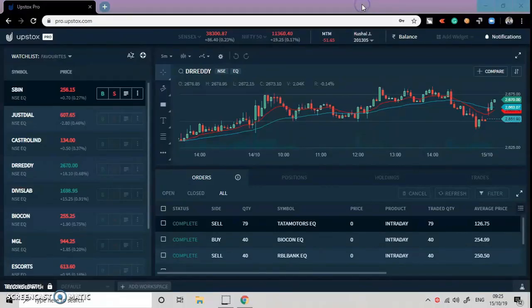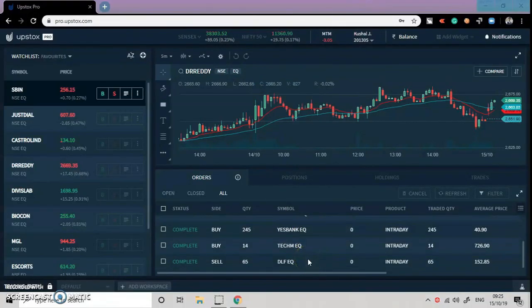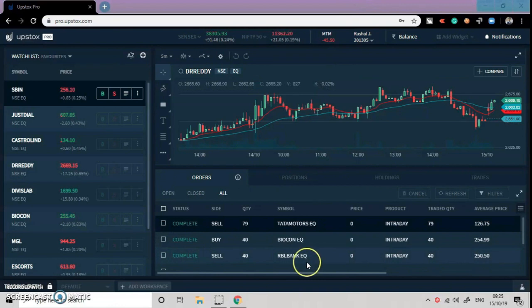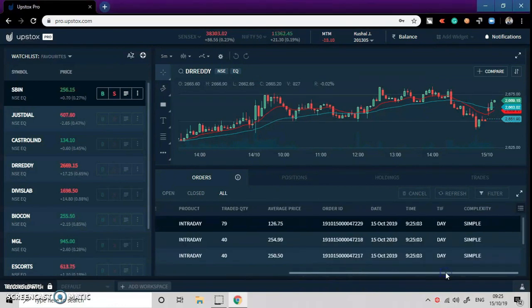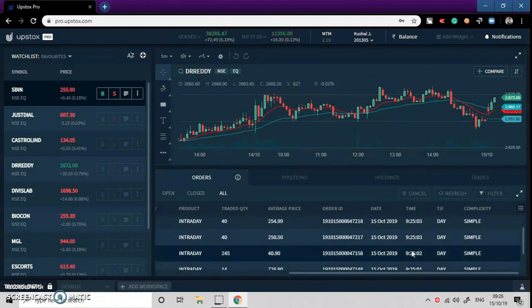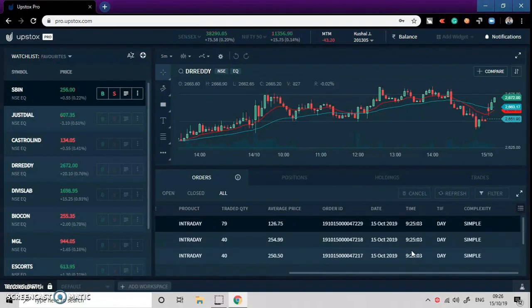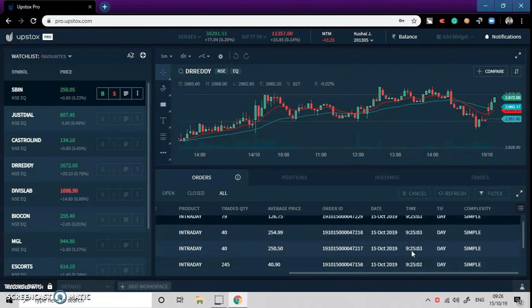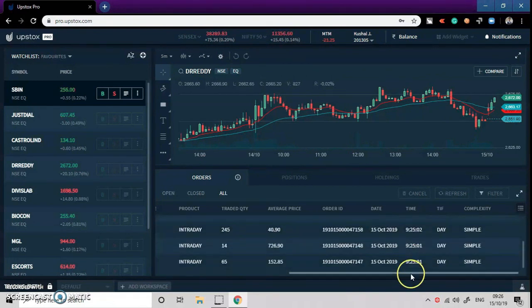This DLF, Tech Mahindra, Yes Bank, all the stocks, and all the orders are completed. And you can see that exactly at 9:25 the orders were placed in 3 seconds. 9:25:03, 9:25:03. Some orders were placed even much before that at 9:25:01. As soon as the clock hit 9:25, the orders were triggered.